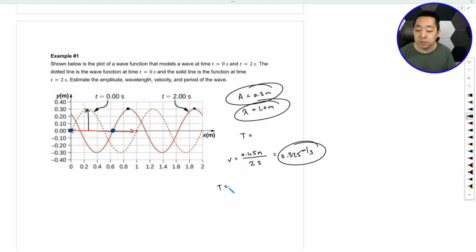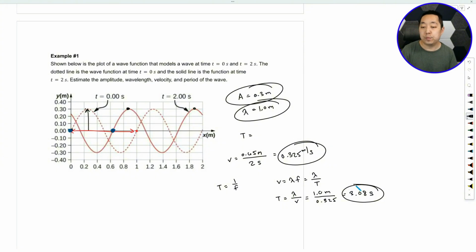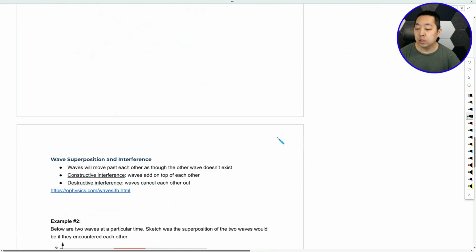And then the period, there's a lot of ways you can do this. It's 1 over f, and we know that the velocity is equal to lambda f, or it's equal to lambda over T. There's a lot of ways you could rearrange this. You could solve for f to get the frequency and then do 1 over that. Or you could just take the period, move the T up and move the velocity, so it's wavelength divided by the velocity. Our wavelength is 1.0 meters, and our velocity was 0.325. So you just do 1 divided by 0.325, and I get about 3.08 seconds. Okay, so that's how that would work. All right.